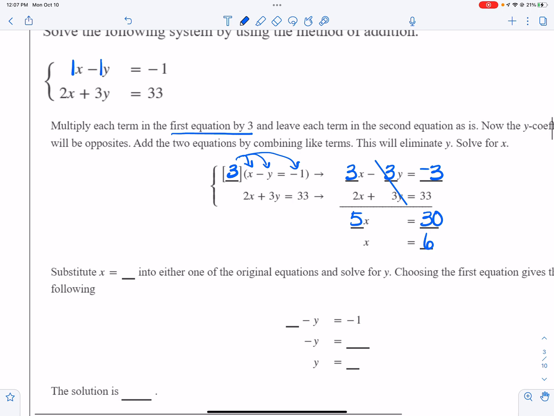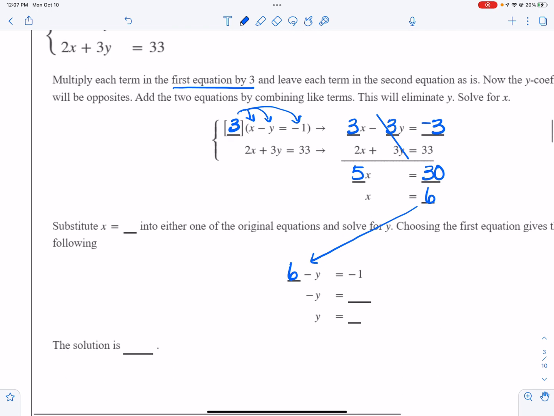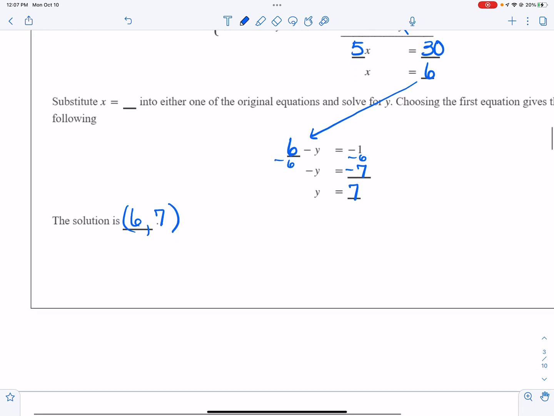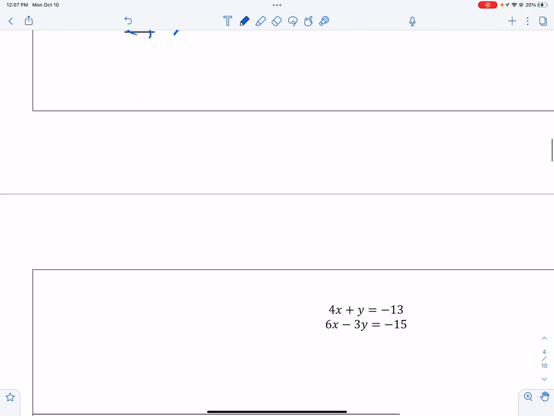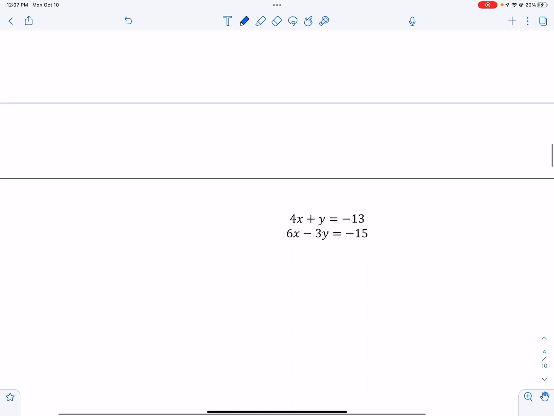And then I can substitute and put into one of the original equations. 6 minus y is equal to negative 1. If I subtract 6 from both sides, I get negative y is equal to negative 7, and so y is positive 7. So my solution is 6, positive 7. So the good thing about elimination is that you can make any equation and manipulate it so that you can get rid of one of the variables, okay?